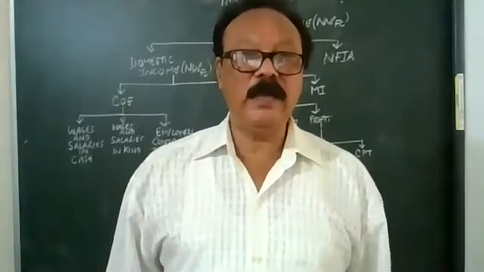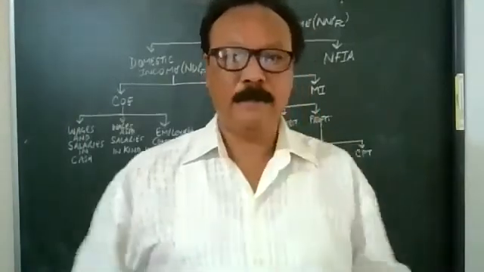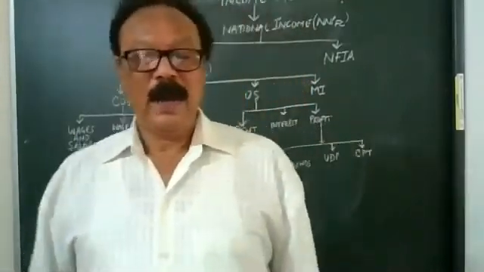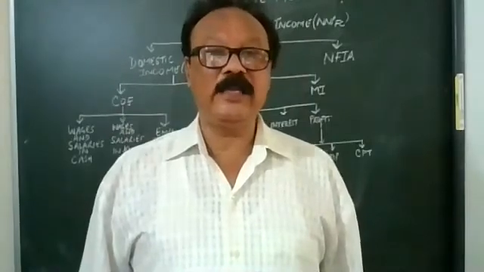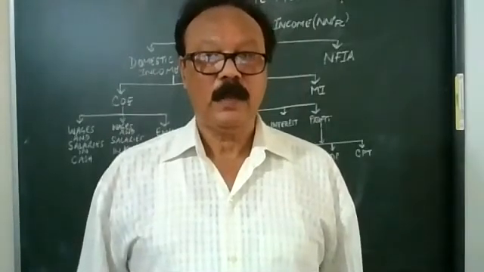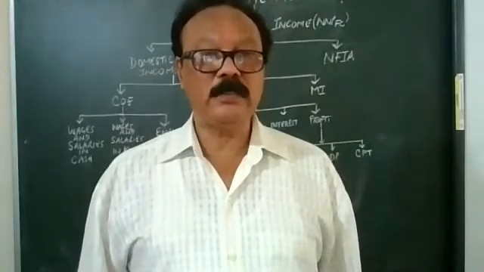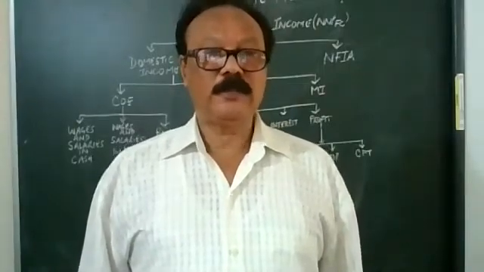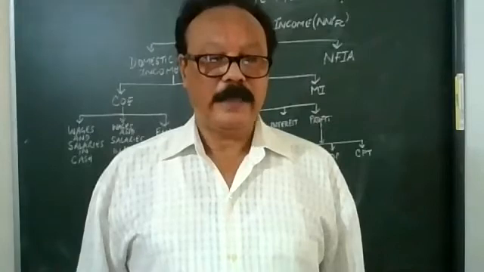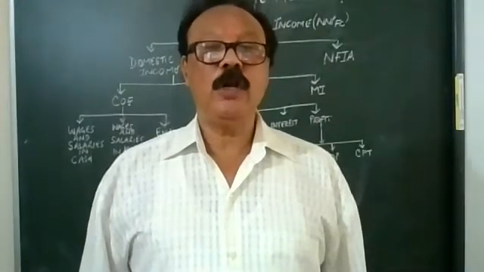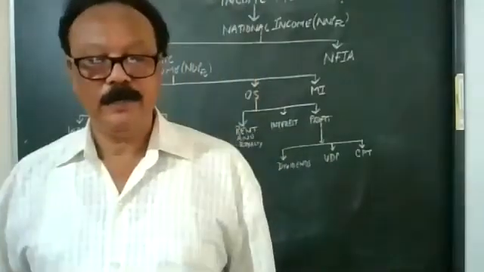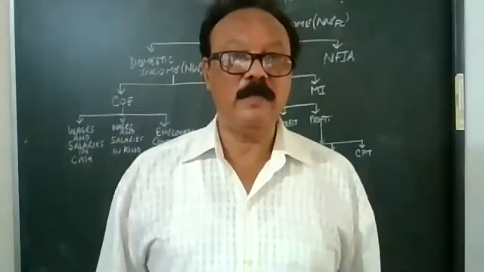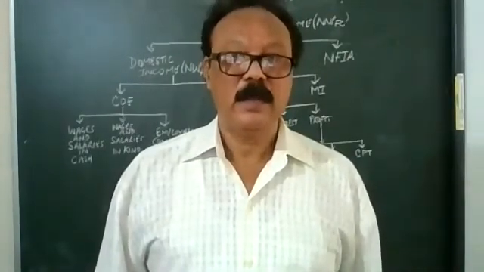All transfer income like old age pension, unemployment allowance, scholarships, etc. should not be included. Why? Because they are transfer payments. They are not income earned.